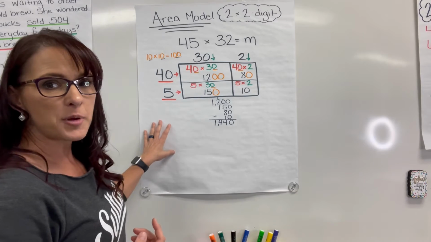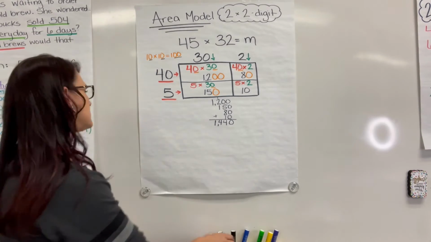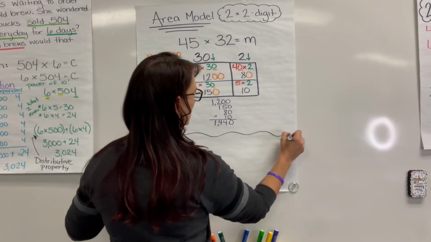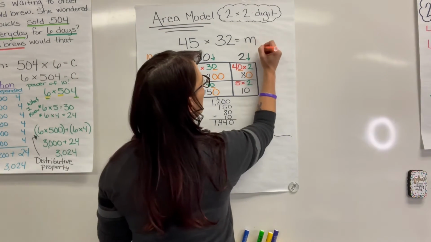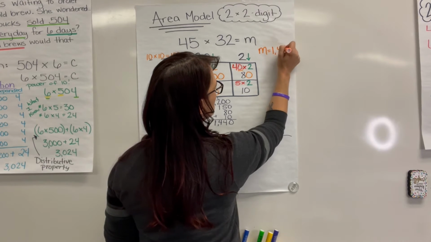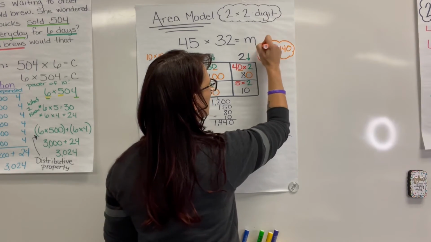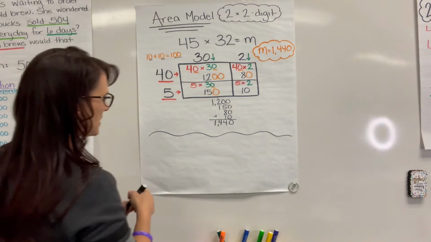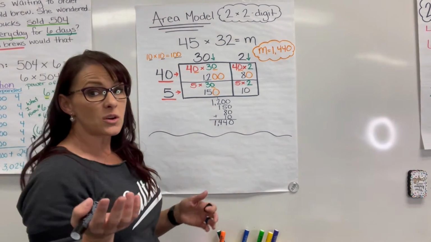Okay, now let's try one more so that you get the hang of it. If you need to stop and pause so that you can write this down, go for it. I'm going to go ahead and get started with our next set. Oh, and up here, make sure you fill in your answer. M equals 1,440. There is our answer to our multiplication problem. Okay, so let's go ahead and start our next one. I'm going to keep the numbers fairly simple, numbers that you should know how to multiply.